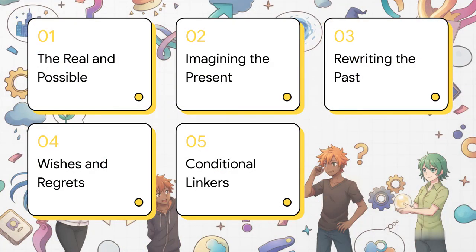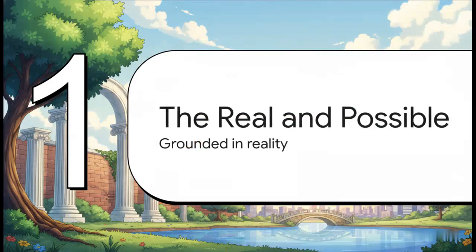To get us there, we'll be taking a really structured step-by-step approach. Number 1, the real and possible. 2, imagining the present. 3, rewriting the past. 4, wishes and regrets. And 5, mastering conditional linkers. Let's get started. Section 1, the real and possible.